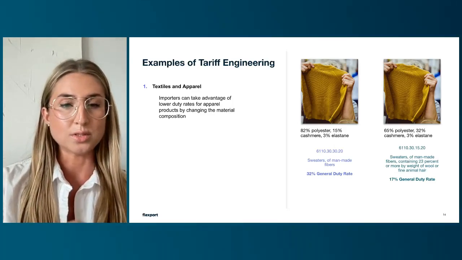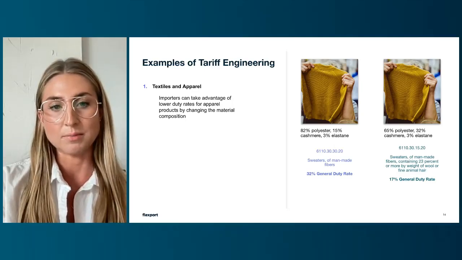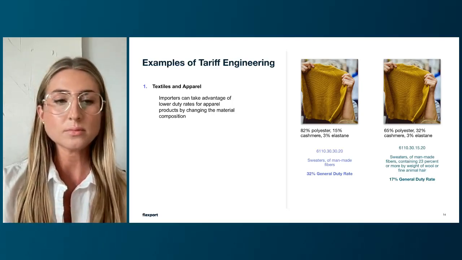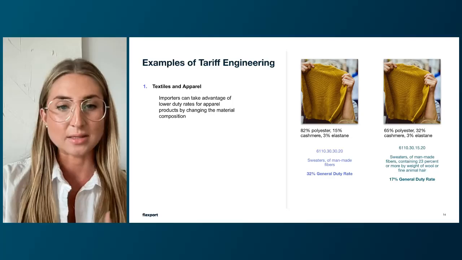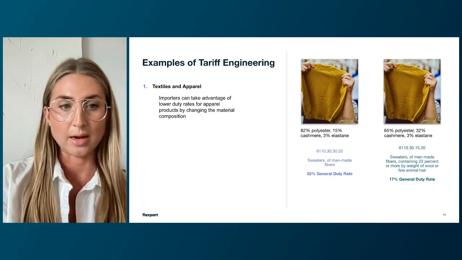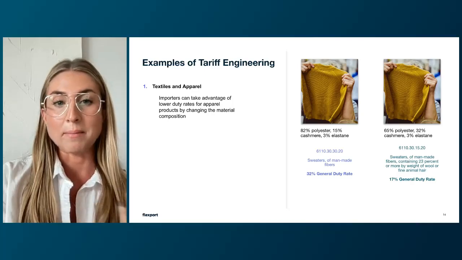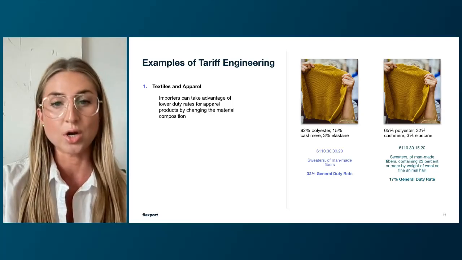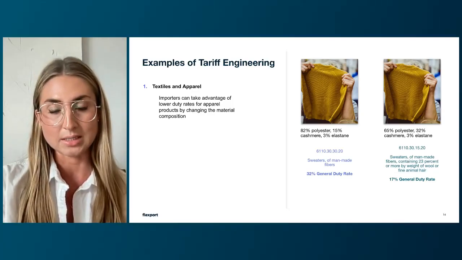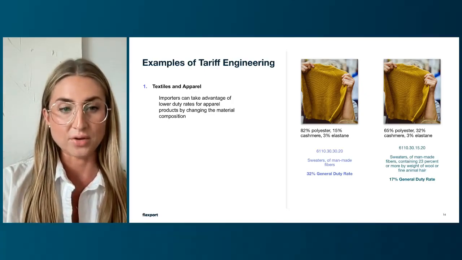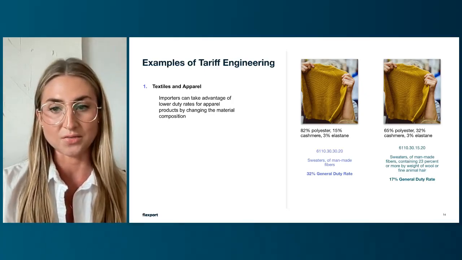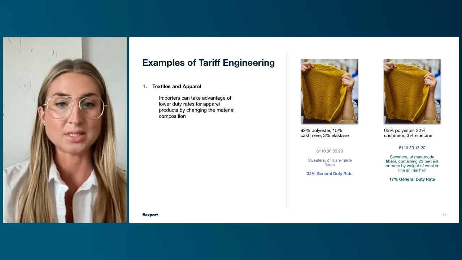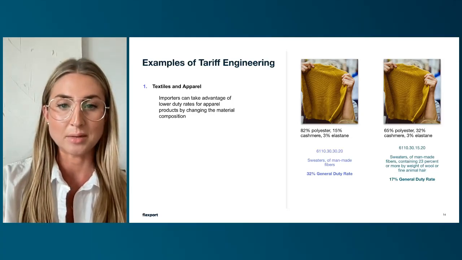So in this example, you will see on the left here, we have a sweater that is a mix of 82% polyester, 15% cashmere, and 3% elastane. That's the original sweater, and that has a base duty rate of 32% under that classification. So by modifying the material composition of this sweater, so we then have a 65% polyester, 32% cashmere, and 3% elastane sweater, we have a different classification, and the result is ultimately a much lower duty rate. So we've jumped from 32% down to 17%. Next slide, please.